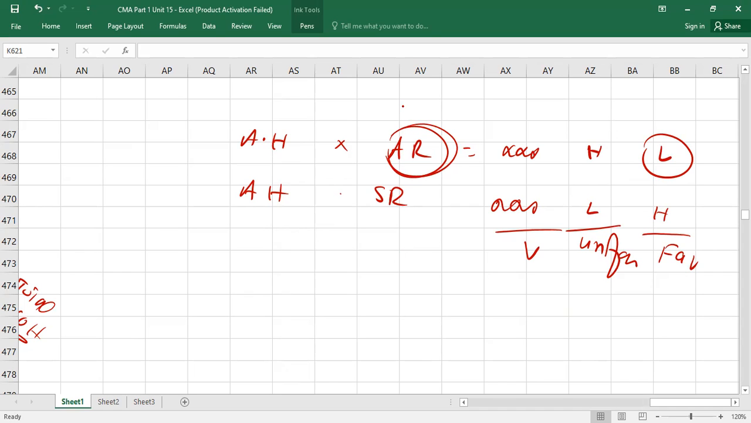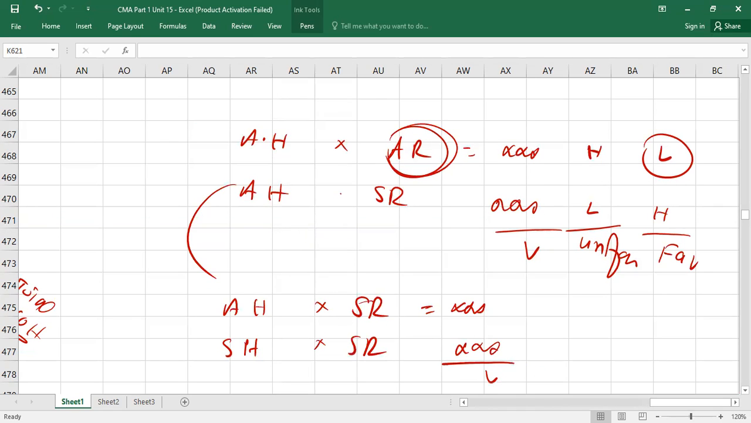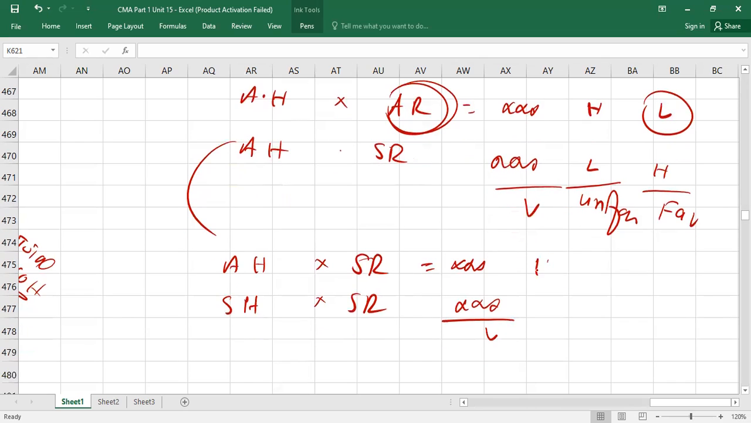Then can you tell me what the second line was? The second line was the same: actual hours into standard rate. And what was the third line? Standard hours into standard rate. So this will give you one value, and this will give you another value. And the difference of these two values is which variance? Efficiency variance.